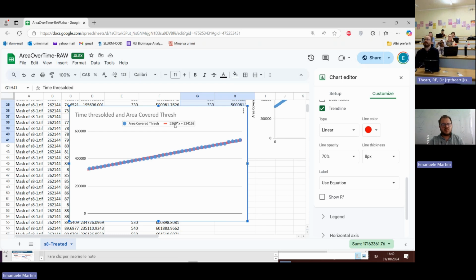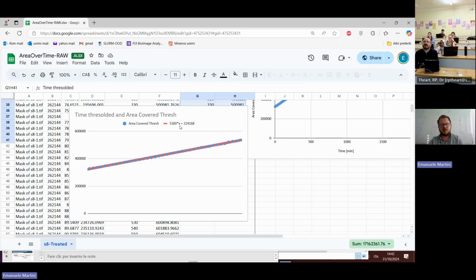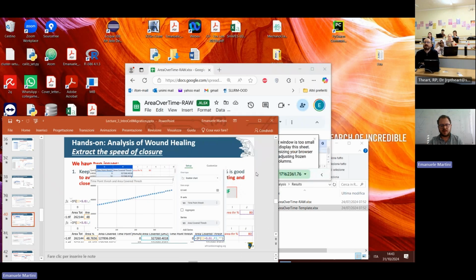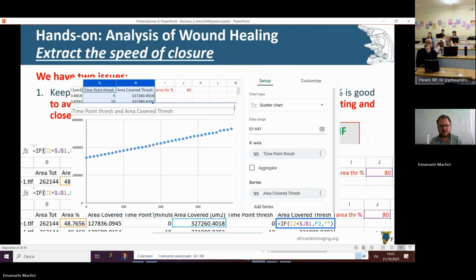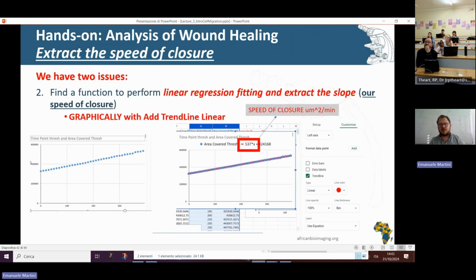Okay, so you should have obtained something like that. Let me go back to the PowerPoint so that things are a little bit bigger. You should have obtained something like this. Everybody's got the formula? Yeah. You have to add the trend line and then you label it with the equation, and it will put it for you. Okay? And so we are finished.